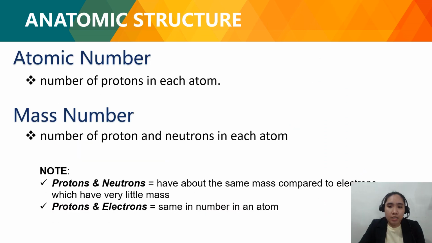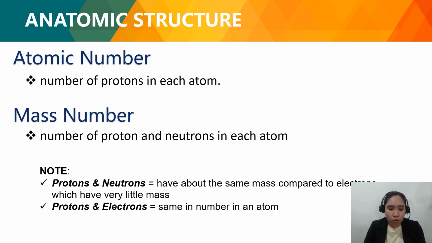Okay. So for the atomic structure, if you're very familiar with the table of elements, you have there your atomic number and your mass number that determine the type of atoms or elements being described. So what are the atomic numbers for? The atomic number is the number of protons in each atom, and then you have your mass number, which is the number of protons and neutrons in each atom. Take note that protons and neutrons have about the same mass compared to the electrons, which have very little mass. And you also have protons and electrons, which are the same in number in an atom.